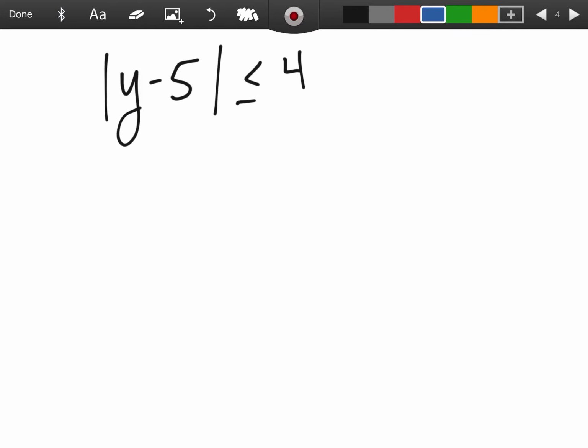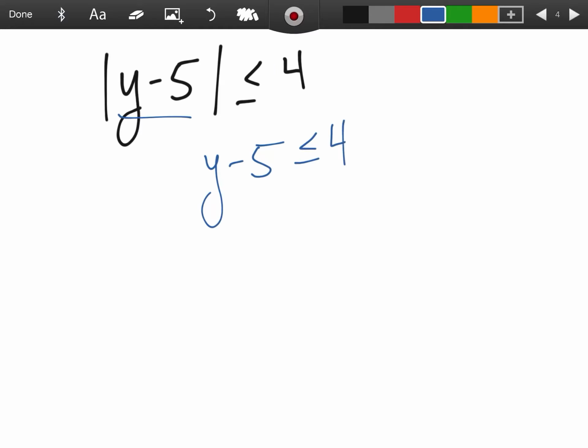All right, let's get a little bit more complicated. We're going to show two more examples. Okay, again, here we already have the absolute value isolated. So I'm going to take what's inside. I'm going to say y minus 5. Keep the sign the same and keep this positive. Keep it as positive 4 there. So y minus 5 is less than or equal to 4.